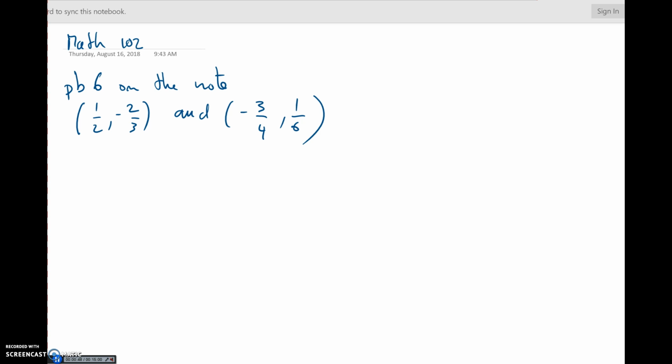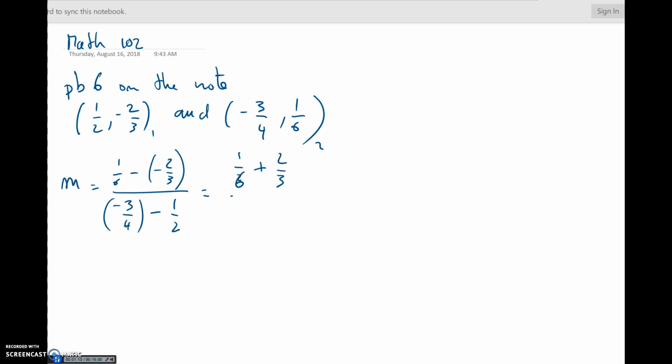So the first thing you want to do is calculate the slope. You're going to call this point number 1 and this point number 2, and then you end up with 1/6 minus negative 2/3 over negative 3/4 minus 1/2. You will see that I'm using my parentheses every time I'm dealing with a negative number. On the top I get 1/6 plus 2/3, and on the bottom I end up with negative 3/4 minus 1/2.